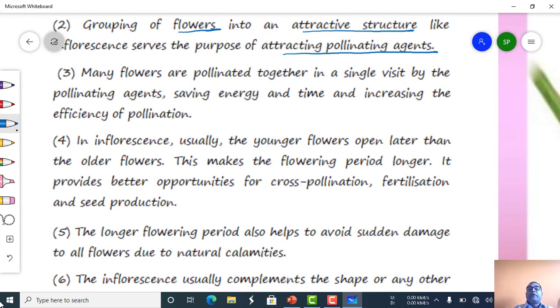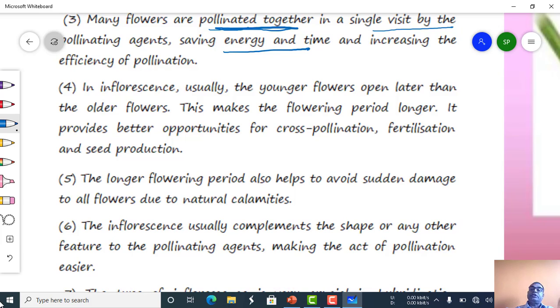Next significance, many flowers are pollinated together in a single visit by the pollinating agent. Okay, as inflorescence is a group of flowers, in a single visit of the pollinating agent, a number of flowers get pollinated, which saves energy and time, and of course it increases the efficiency of pollination.